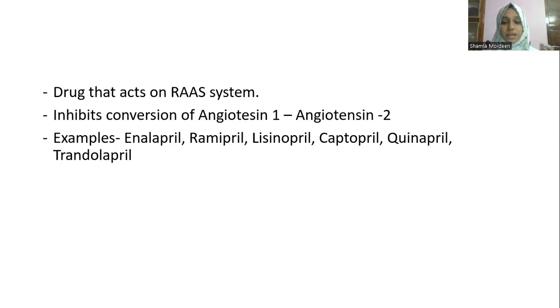Captopril comes under the classification of ACE inhibitors. It inhibits the conversion of angiotensin 1 to angiotensin 2, but the main side effects associated with this type of drug are dry cough and angioedema. So here the answer is captopril. Other drugs coming under ACE inhibitors are enalapril, ramipril, lisinopril, captopril, quinapril, and trandolapril.